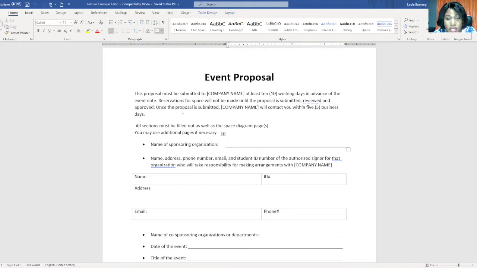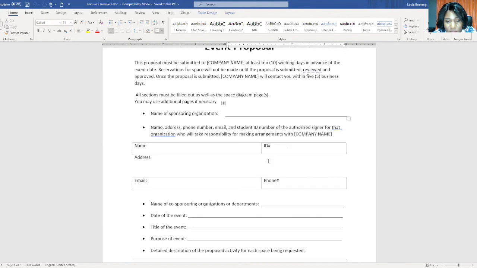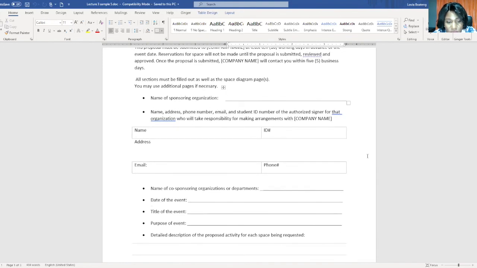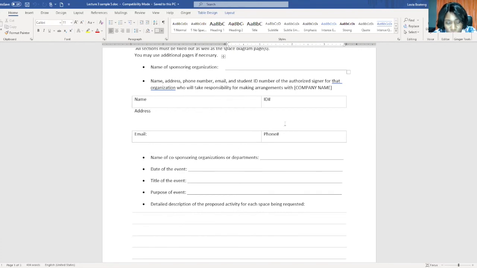So I think this is an event proposal for students of a particular school. Because if student ID number is coming in, then perhaps they are trying to make the students take responsibility for whoever is coming to sponsor the event. And then they want to know who to hold responsible in case something for the event goes wrong. So the name, ID number, address, email address, and phone number of the student is put here.